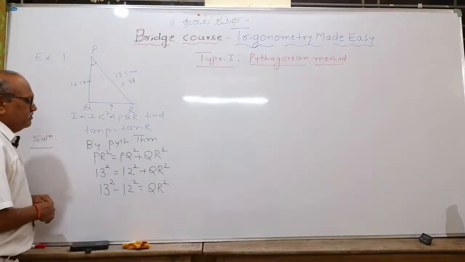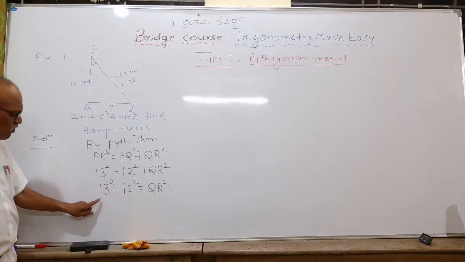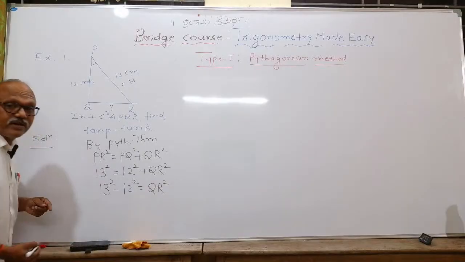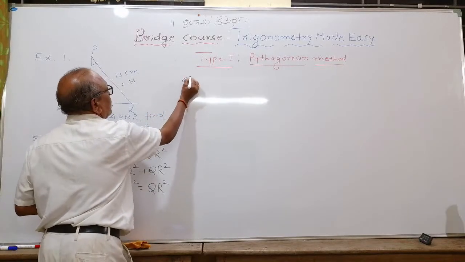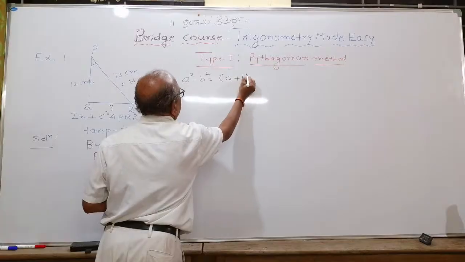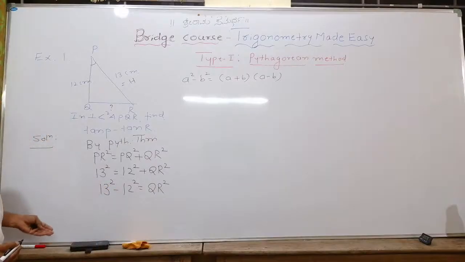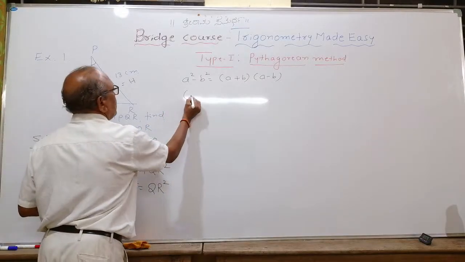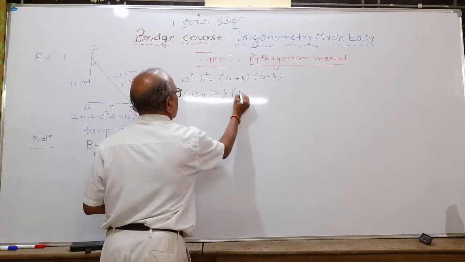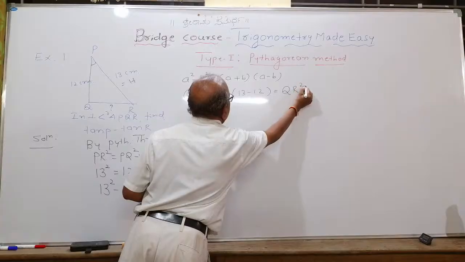What is the QR length? You can observe here, don't write 169. 13 square you may know, 169 minus 144, don't do that. Because it is in the form of A square minus B square. What is the formula of A square minus B square? Whenever you come across it, use as many identities as possible. A square minus B square is A plus B into A minus B. It helps you a lot to simplify it quickly. A plus B becomes 13 plus 12, into 13 minus 12, is equal to QR square. Is it not easier, my dear students?